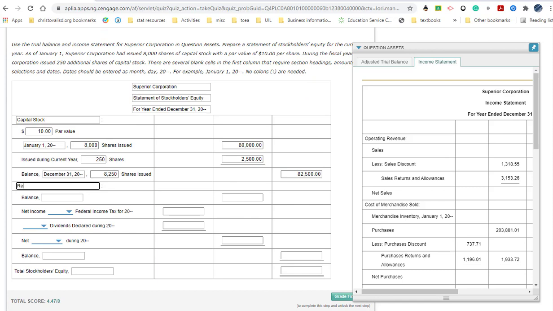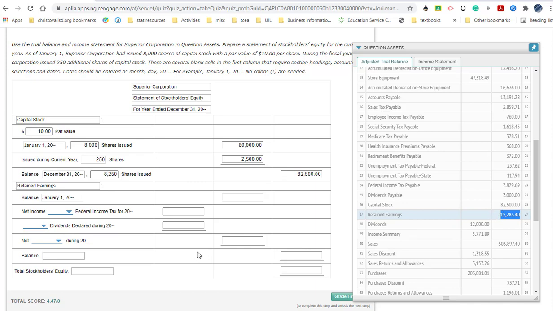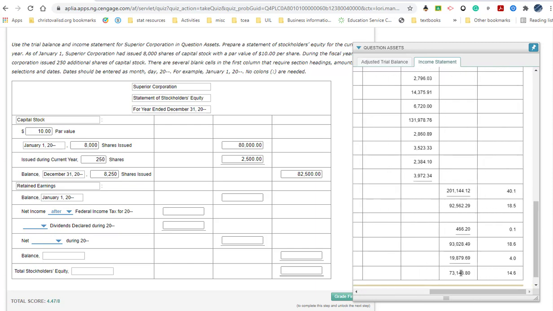The next section is your retained earnings. It's your balance at the beginning of the year, January 1st, 2000, and we will find that information from your adjusted trial balance. It's $15,283.40, and that was the beginning amount. Then we had the net income after the federal income tax, which is going to come from your income statement. You go down to your net income after federal income tax, and that number, $73,148.80.